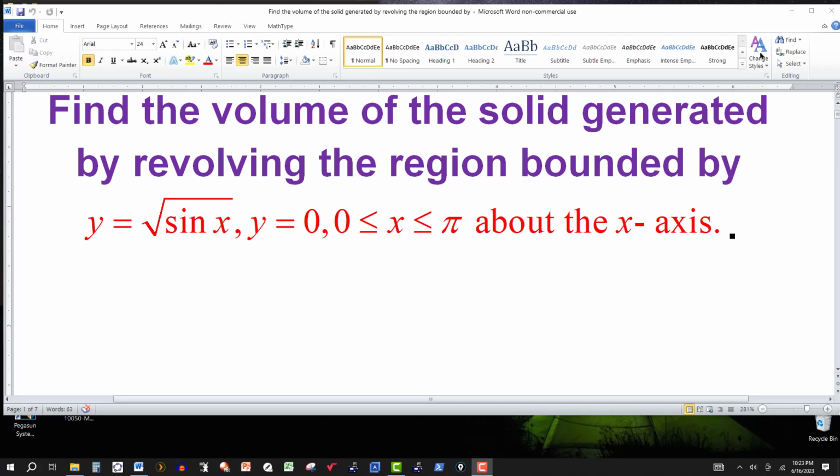In this video, we want to find the volume of the solid generated by revolving the region bounded by y equals the function square root of sine of x, y equals 0, x between 0 and pi, including 0 and pi. And this will be revolved or rotated about the x-axis. If you want to give this a try, go ahead and pause the video, and I'll be right back.